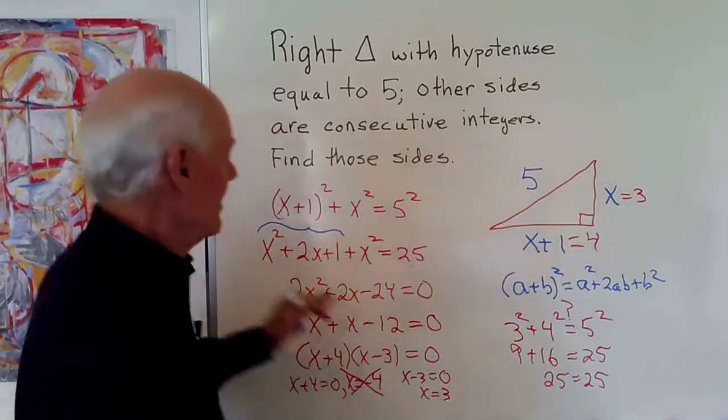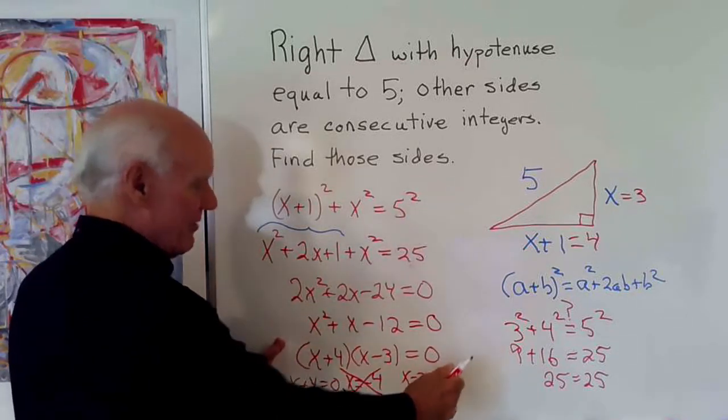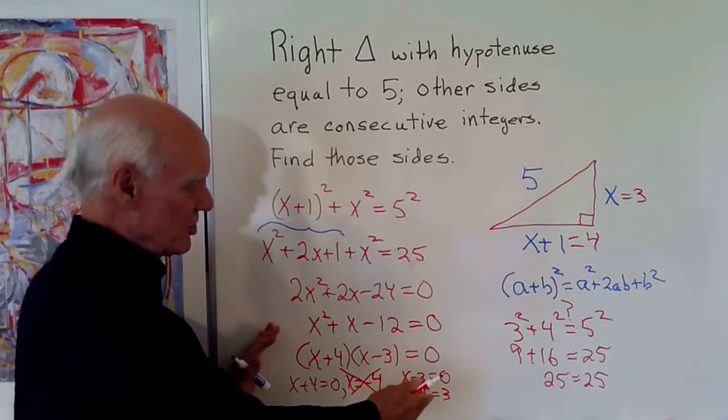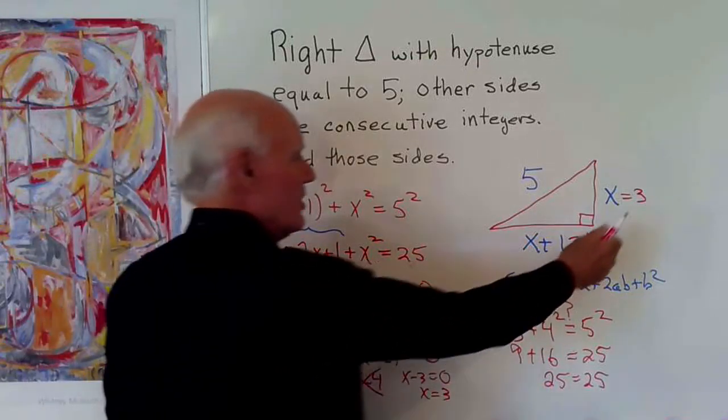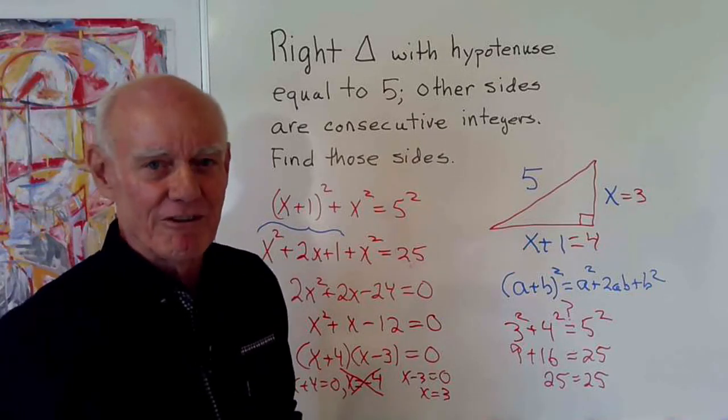Once you have that, it's simply an application of the Pythagorean theorem. Then I use my knowledge of algebra and quadratic equations to solve. I end up with x equal to 3. That tells me that the other side is 4, and so I have a 3, 4, 5 right triangle.